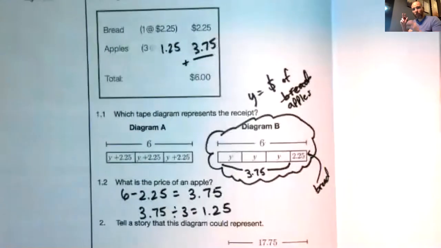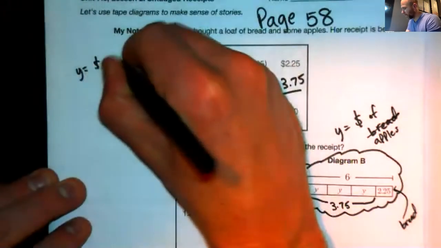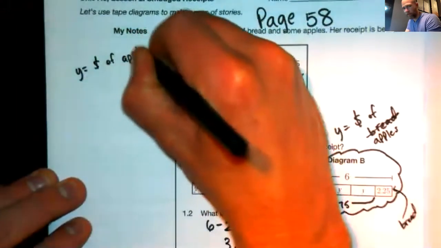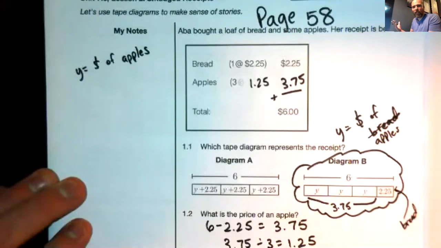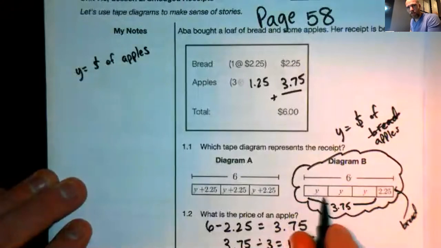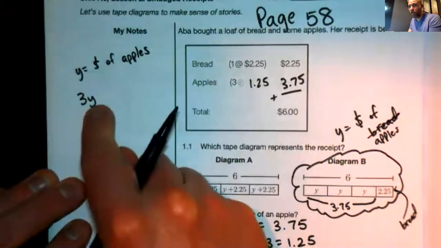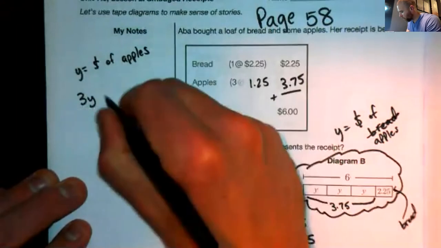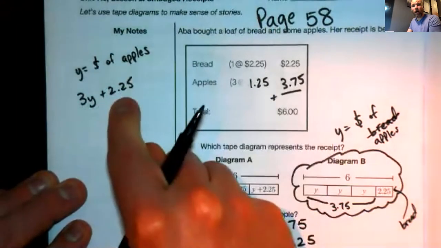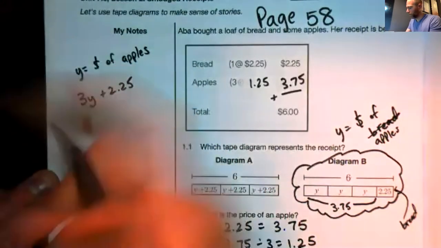Okay, I'd like you to copy the proper way of writing this equation and solving it also here in the side though. So the way this should look is define your variable, y equals cost of apples. If you use a variable in an equation and you don't define the variable, then that equation's basically meaningless. Okay, and then let's base it straight off this tape diagram here. We have three Y's. Notice the three goes in front of the Y, not Y3, plus 225. Notice I left the constant term for the last piece of this expression. I didn't go 225 plus 3Y, equals 6.